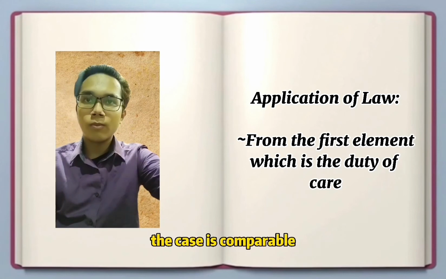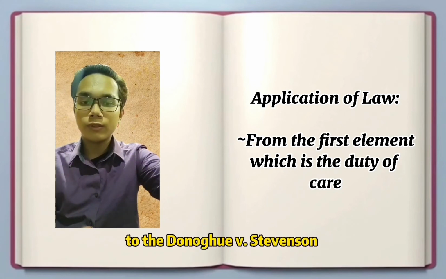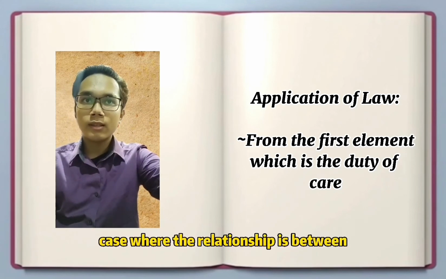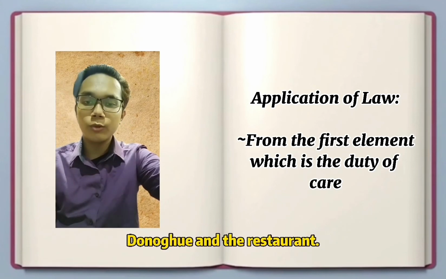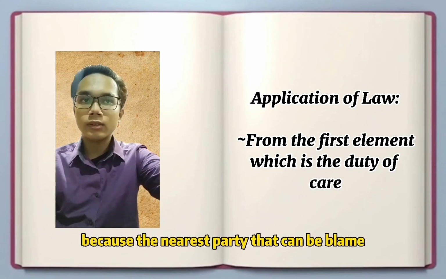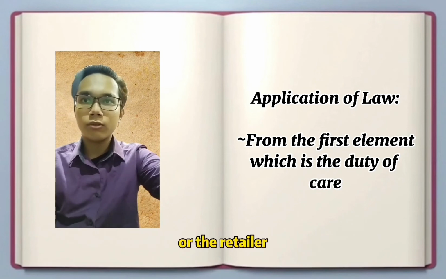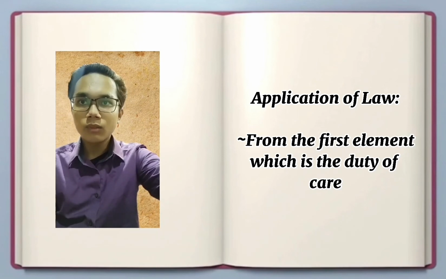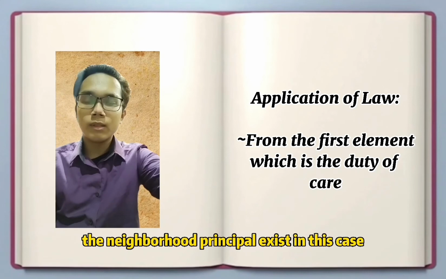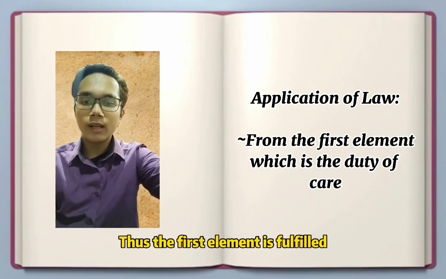The case is comparable to the Donoghue versus Stevenson case, where the relationship is between Donoghue and the restaurant, because the nearest party that can be blamed was the restaurant, not the manufacturer or the retailer, and that is why the neighborhood principle exists in this case. Thus, the first element is fulfilled.